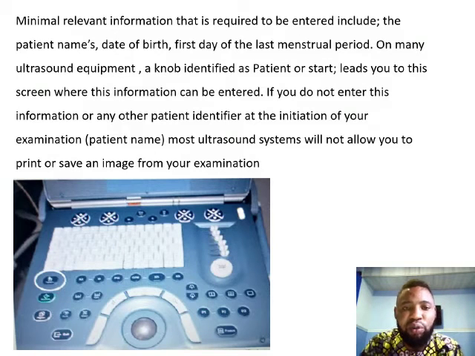The minimal relevant information that is required to be entered includes the patient's name, date of birth, and the first day of the last menstrual period. On many ultrasound equipment, a knob identified as patient or status leads you to the screen where this information can be entered.